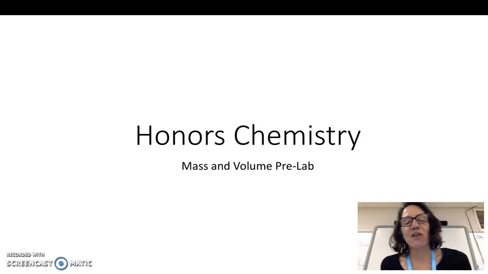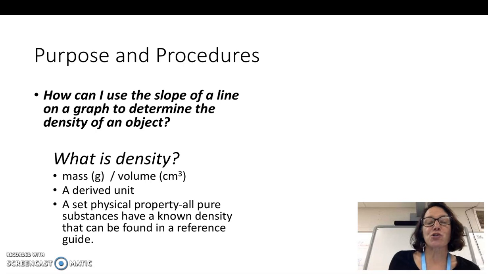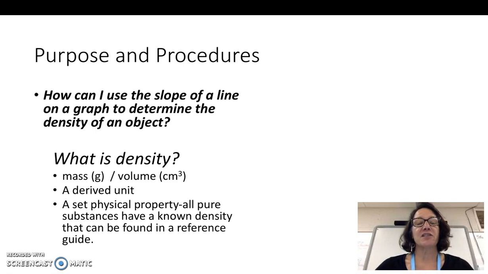Chemistry students, let's get ready for our mass and volume lab, where we're going to practice some measurement and use the measurements and data that we collect to actually answer a question. The question that we're going to try to answer in this lab is, how can I use the slope of a line on my graph to determine the density of an object?